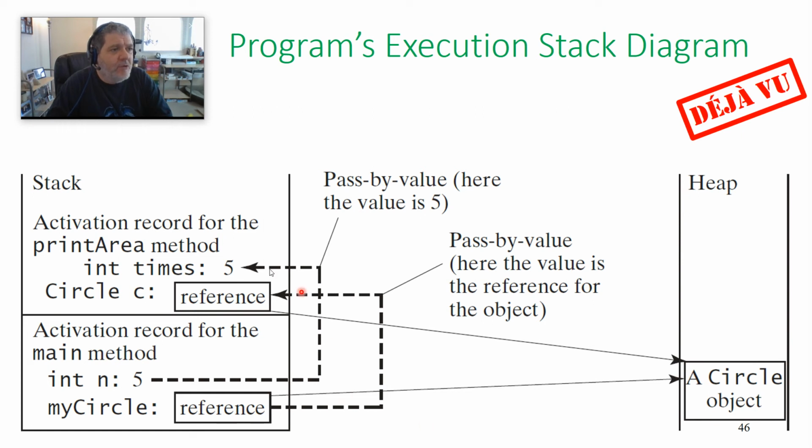Then we call printArea, and an activation record is pushed onto the stack to give some memory for printArea to do its job. printArea needs to store the value of parameter times and the value of parameter c. Perfect, so here they are. times contains 5, a primitive data type, so it contains a value. c is a reference data type. It contains a reference that refers to the same object that myCircle was referring to in main.